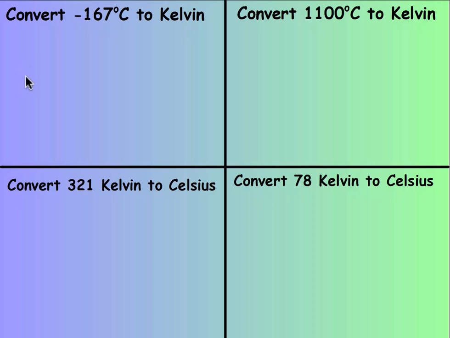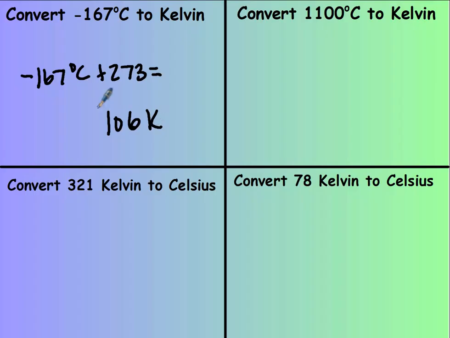So we can have negative Celsius though. So here we have negative 167 degrees Celsius. I'm going to add 273 to convert it to Kelvin. Make sure you're using the negative sign and not the subtraction sign. And that gives us 106 Kelvin. There's no degree sign for Kelvin, it's just a capital K.